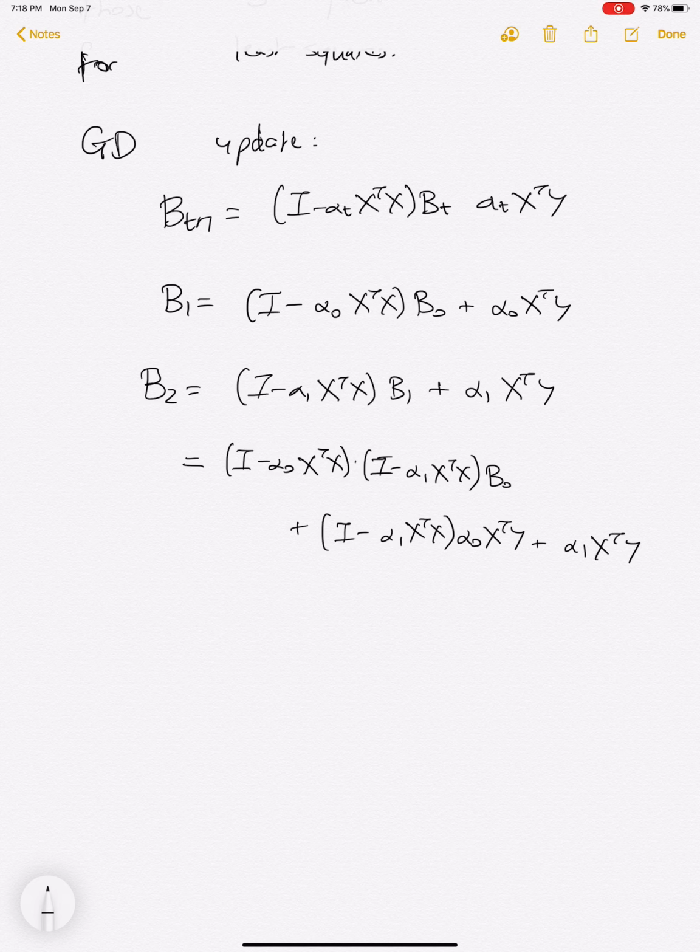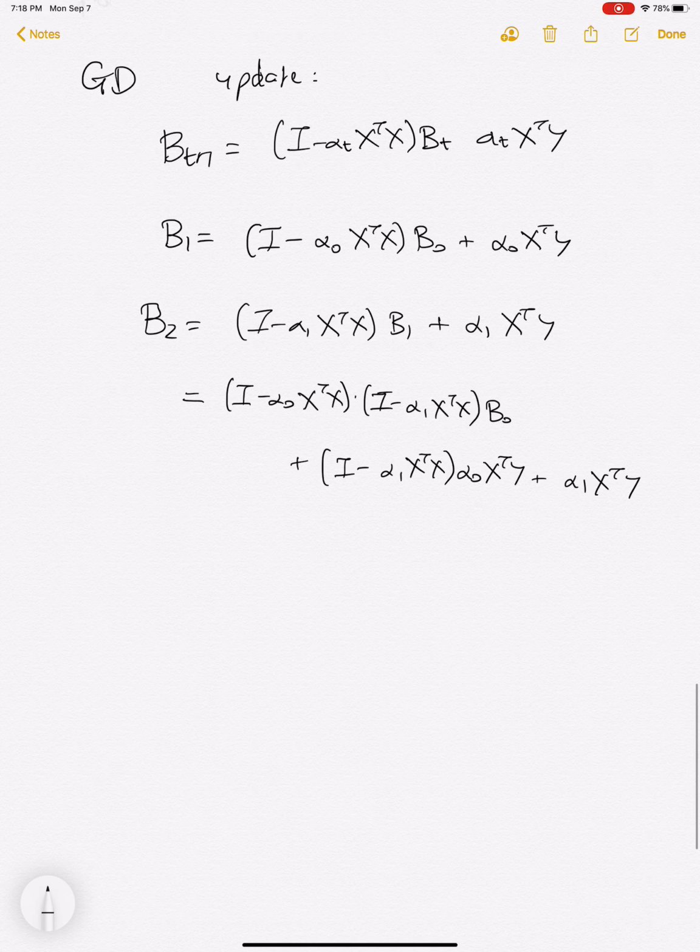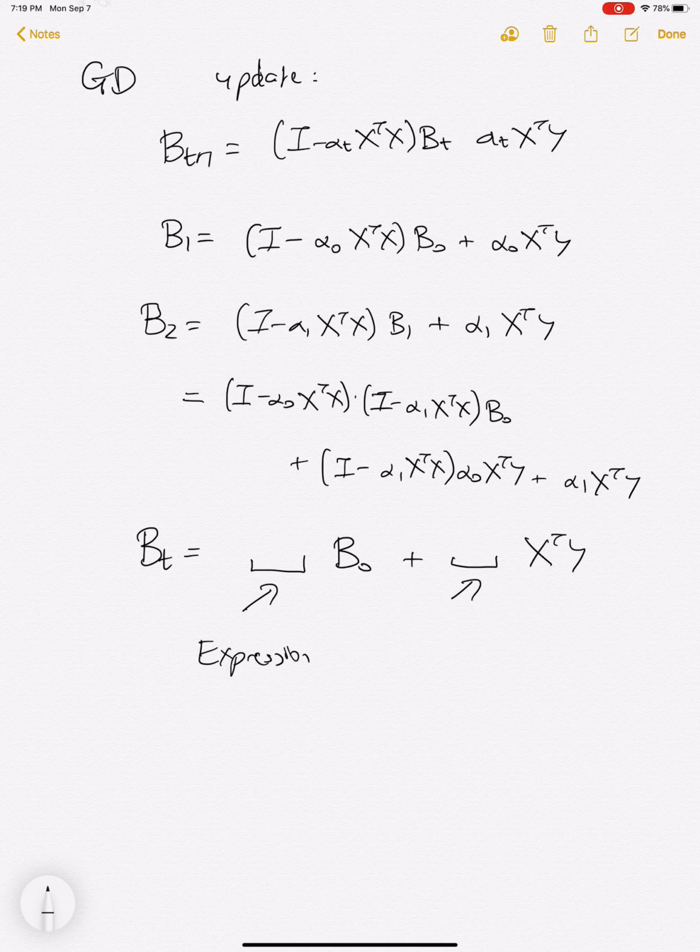Okay, so you can see that we're getting recursions. If you write this out, what we're eventually going to get is that our BT, if we keep running this out. I wrote it out for 2 steps just for you to get an idea of what's going on.